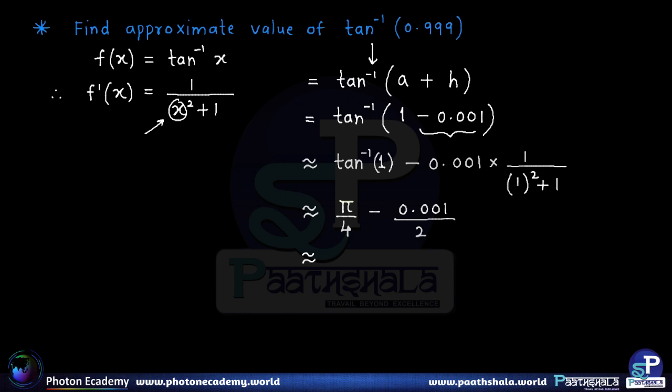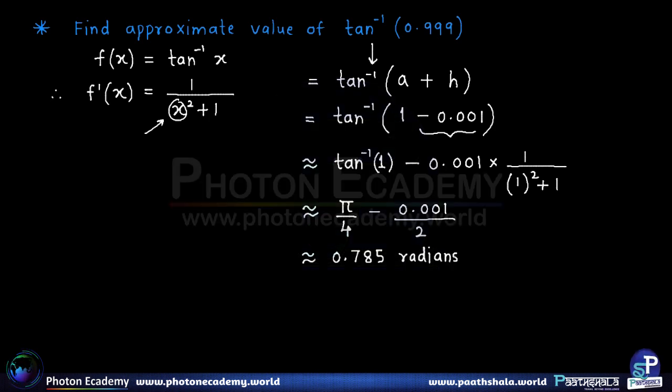Now this value will come approximately equal to 0.785 radians. So after we substitute pi with 3.142 and then simplify, we will get the final answer as 0.785 radians. So that is how we use derivatives to find out the approximate values of some expressions.